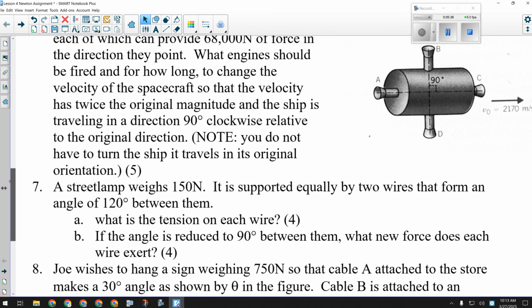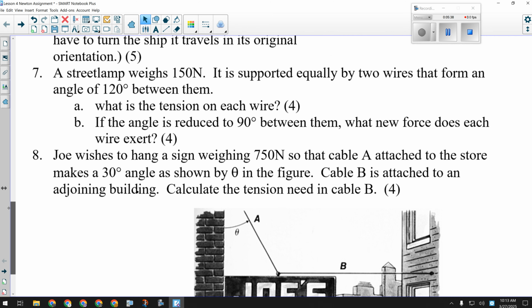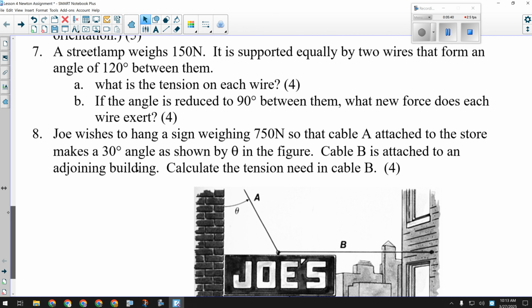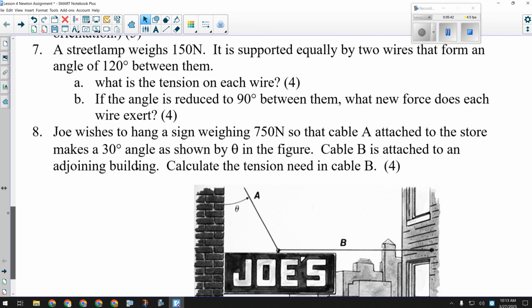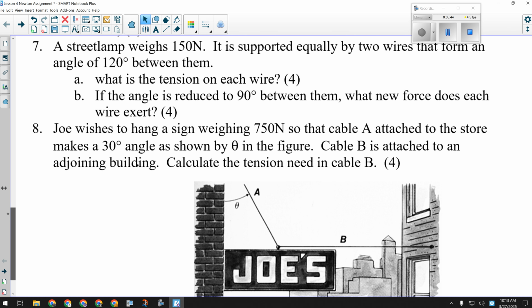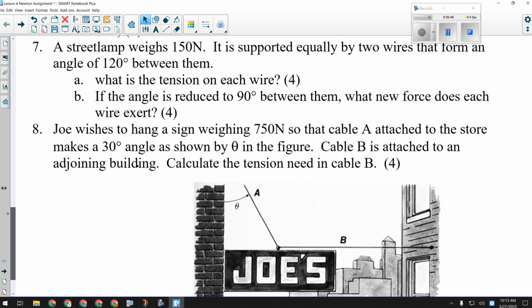Okay, number 7 and number 8. We've done a few questions like that. If you go back in your notes, you might be able to find them. But in both of these, you have an object that is hanging, and it's asking you to calculate the tensions in the cables. Very much vector related for those two.